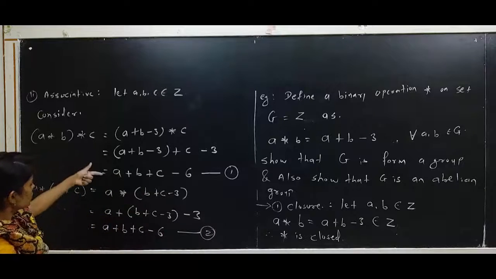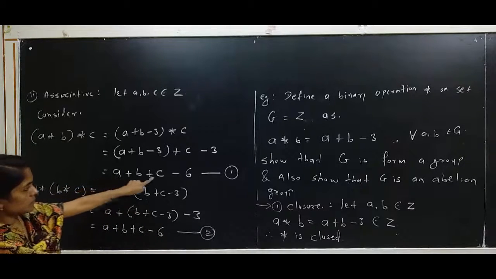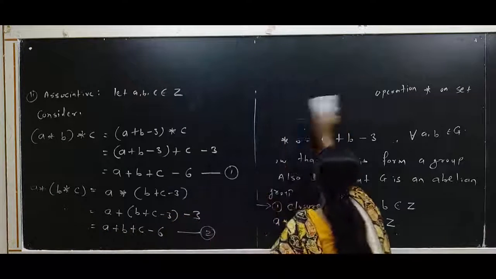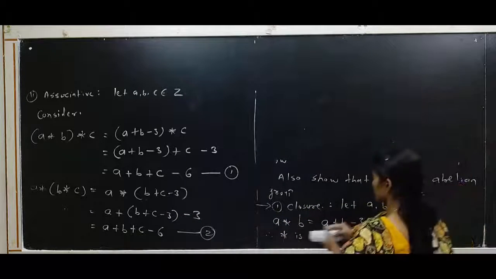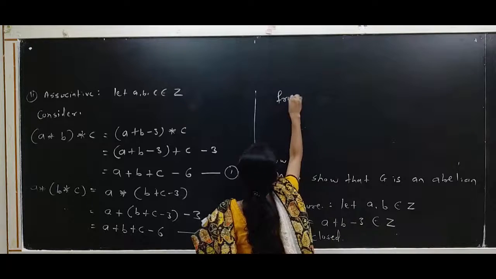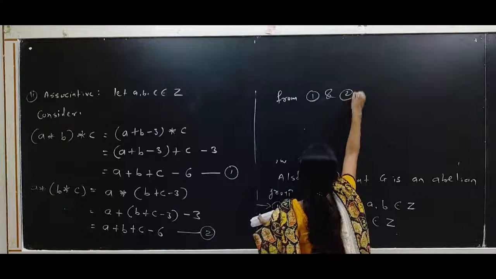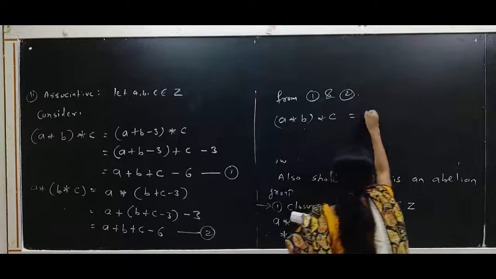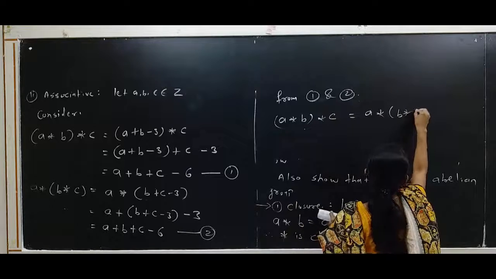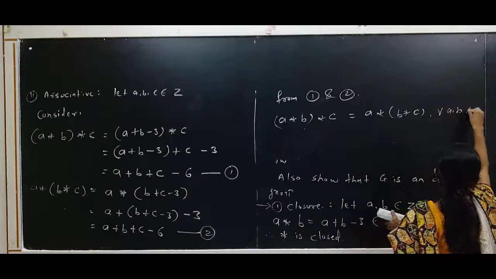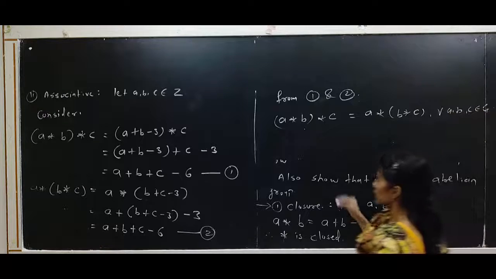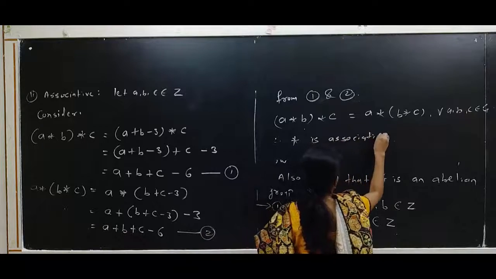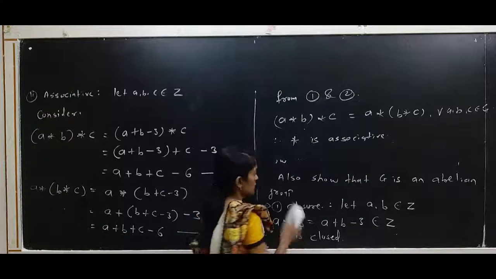Now observe 1 and 2. From 1 and 2 we get A plus B plus C minus 6. Both are equal. So from 1 and 2 we get A star B star C equals A star B star C for all A, B, C belongs to set G. Therefore star is associative.